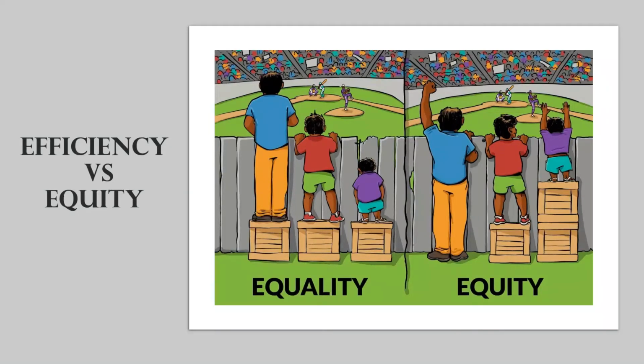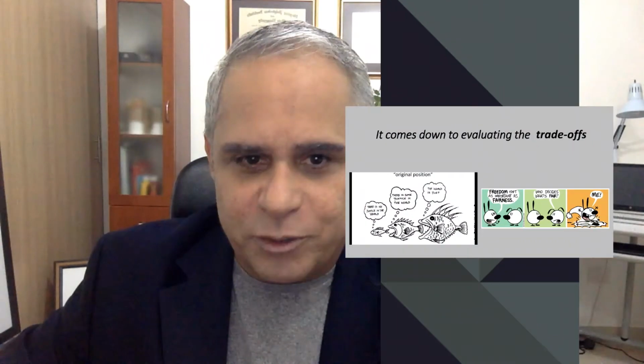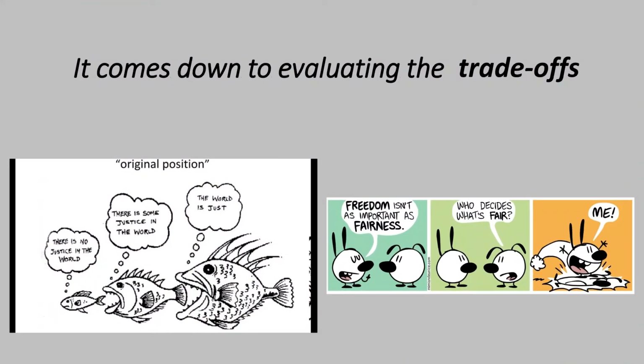So it is efficient. But the problem is, it's obviously not equitable. It might be equal access, but it's certainly not equitable in terms of the final outcome. And that's why this becomes so difficult, because now we're talking about equality of outcome versus equality of opportunity. It comes down to trade-offs, to evaluating trade-offs. And that's really where the rubber hits the road, so to speak. It comes down to evaluating trade-offs.